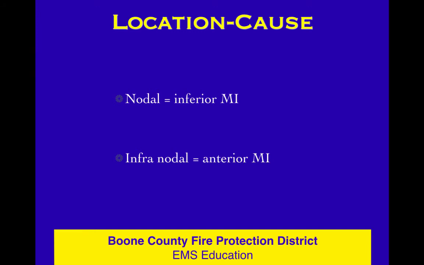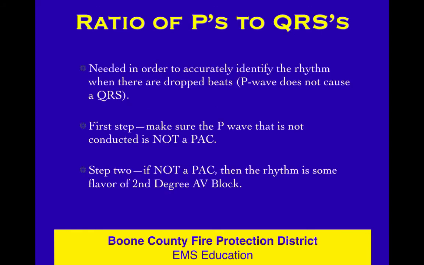When you find an inferior wall STEMI, look for problems in the node. Be ready for those patients to be bradycardic and develop first degree, second degree type 1, or complete heart block. When it's an infranodal, those tend to go along with the anterior MI. So you see an anterior STEMI, think, you know what, this could turn into second degree type 2 or complete heart block. I need to watch for that.